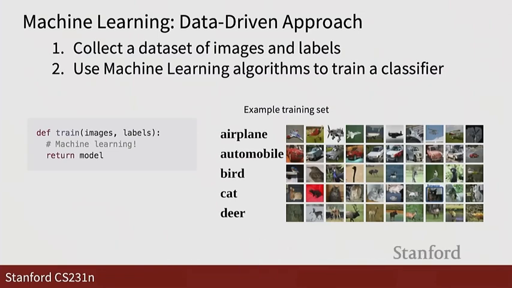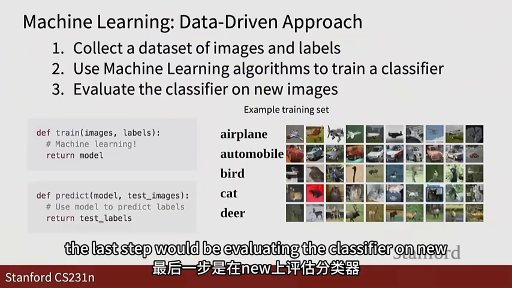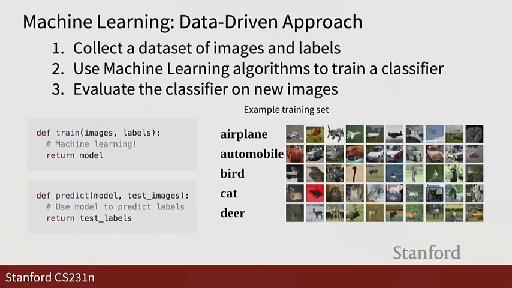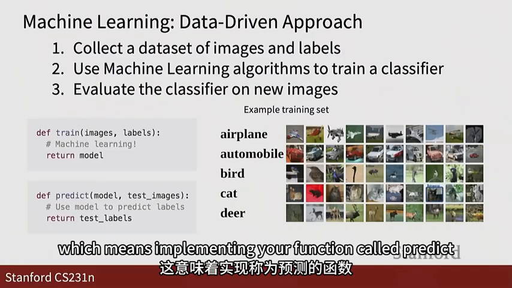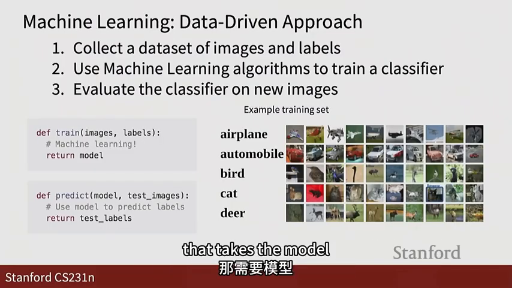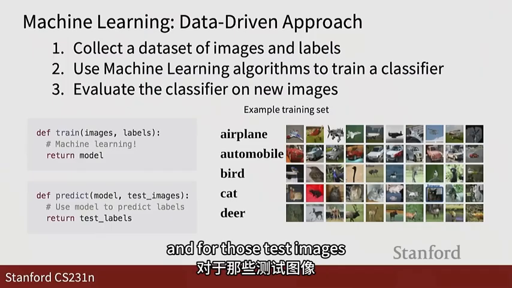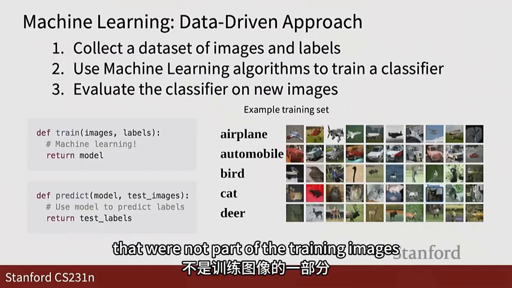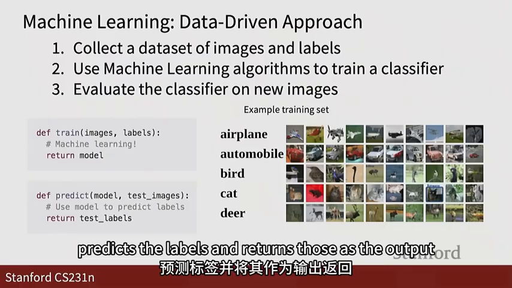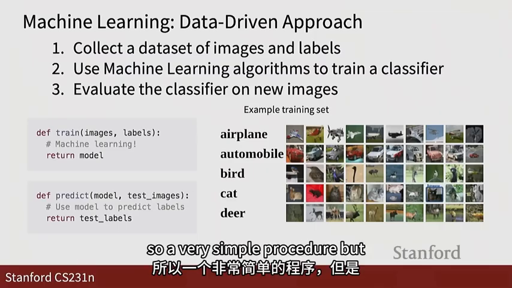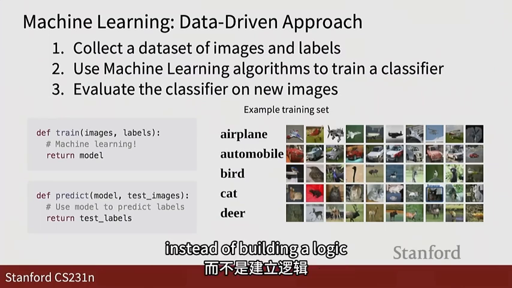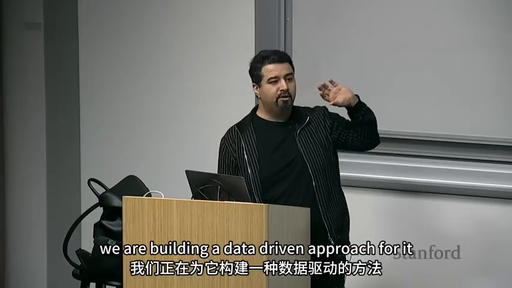And then the last step would be evaluating the classifier on new images, which means implementing a function called predict that takes the model and some test images, and for those test images that were not part of the training images, predicts the labels and returns those as the output. So a very simple procedure, but instead of building a logic, we are building a data-driven approach for it.